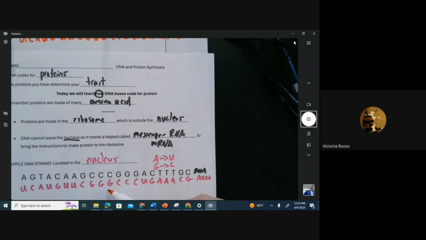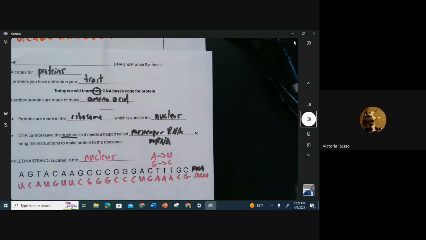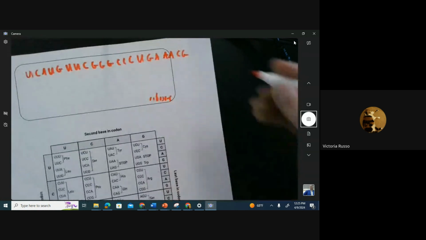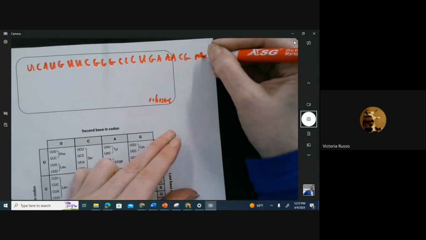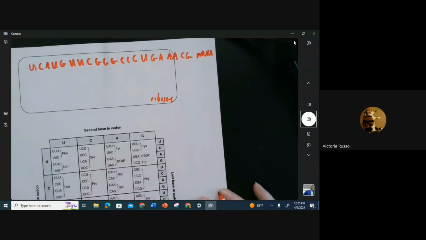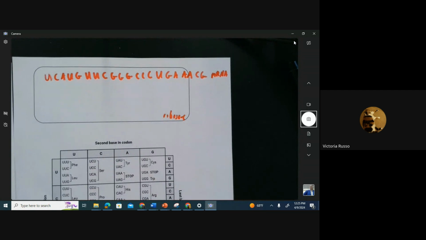3 G's, 3 C's. It looks good. All right, so I just copied letter for letter the mRNA that I made from the DNA on the previous page. Now we are going to make a protein from it.